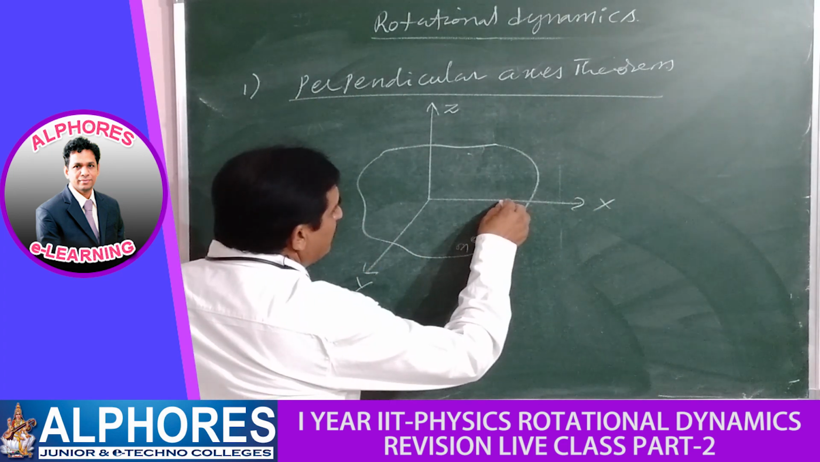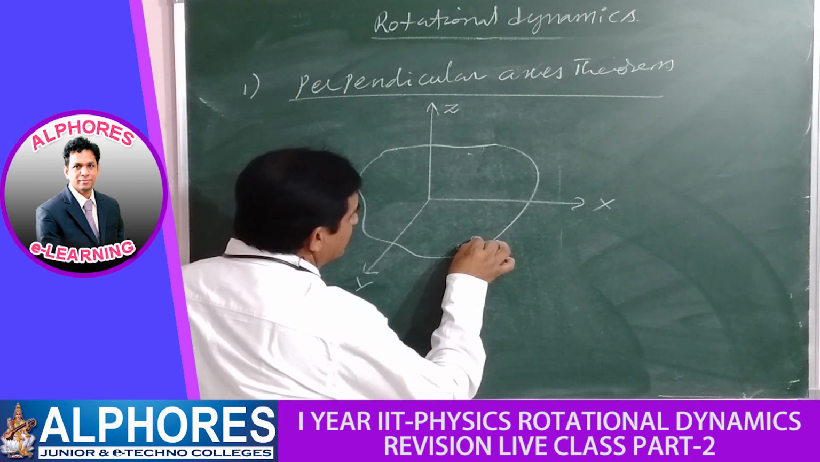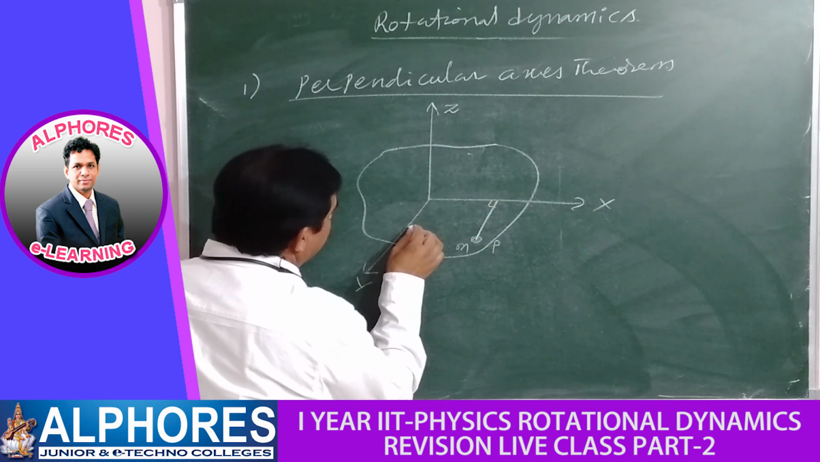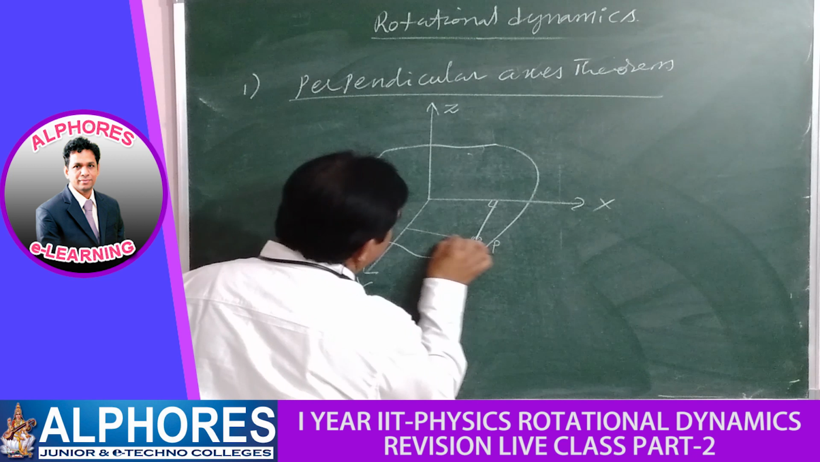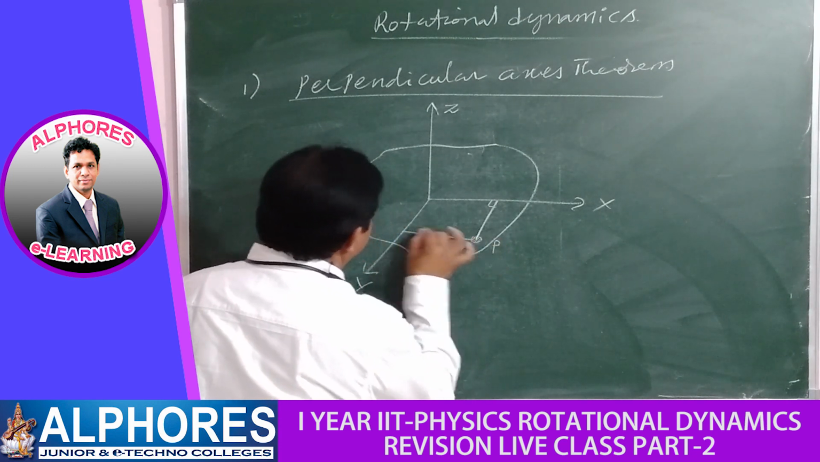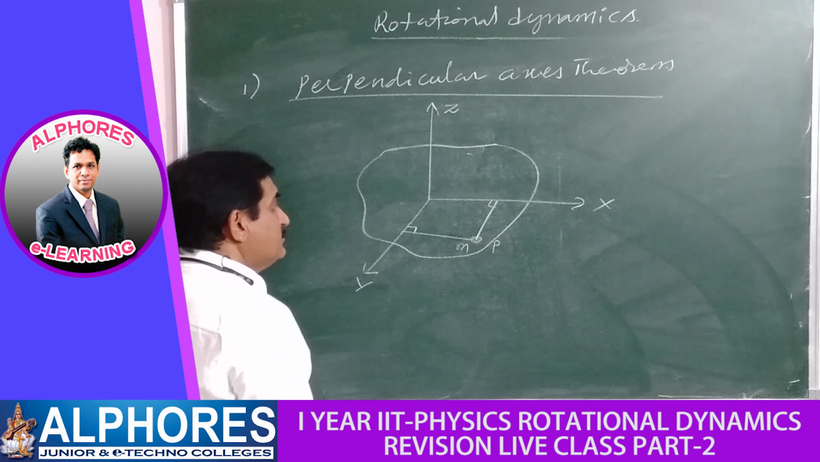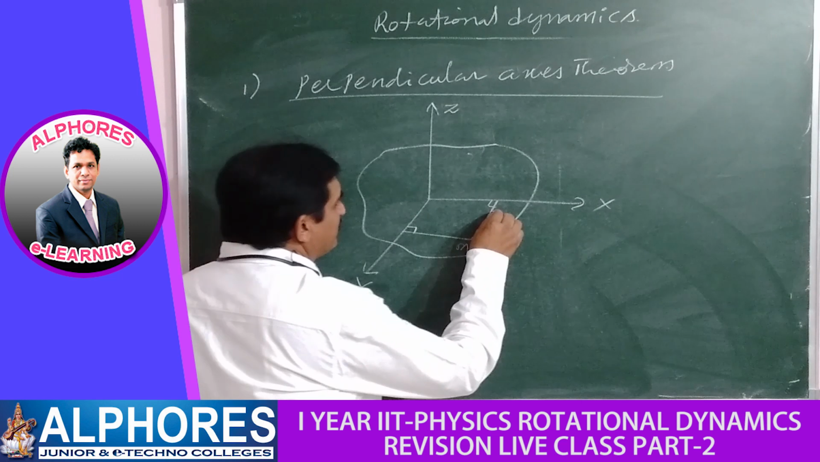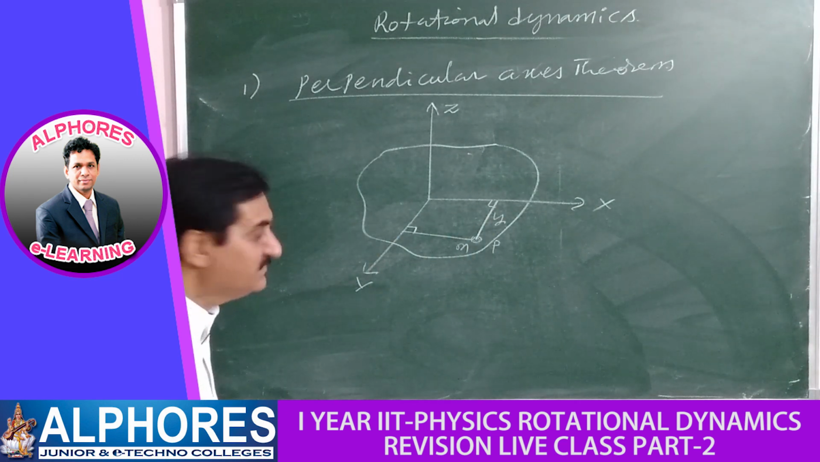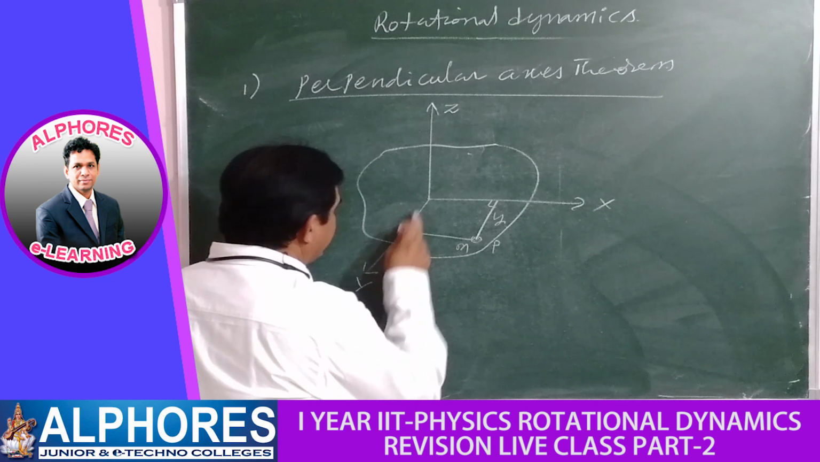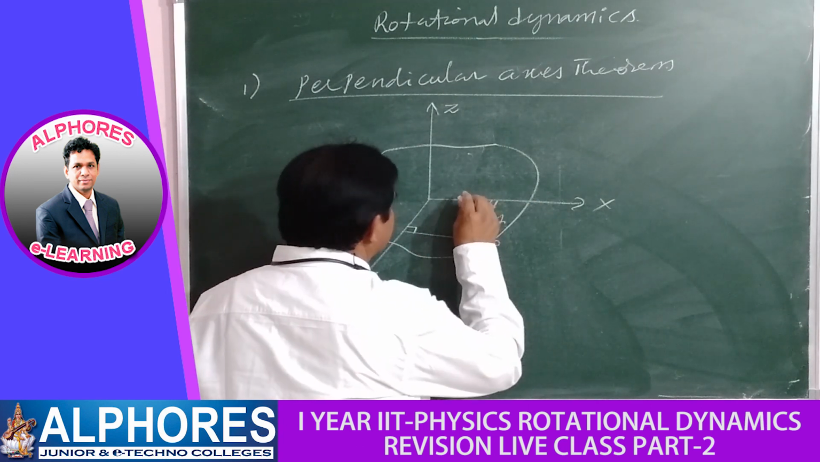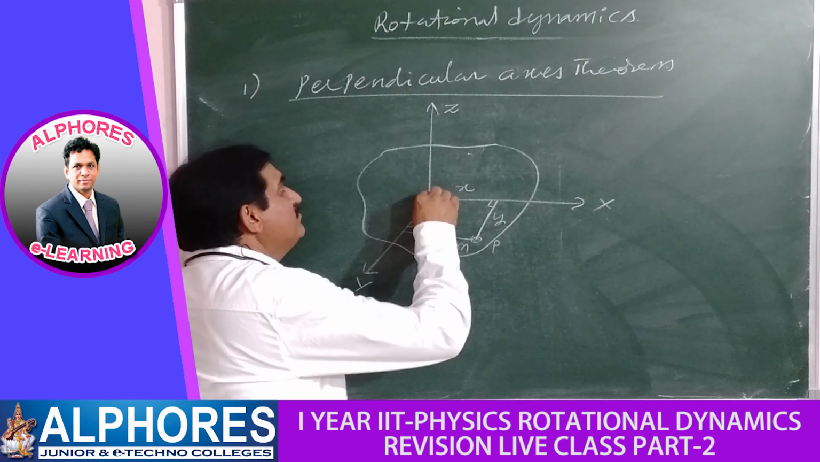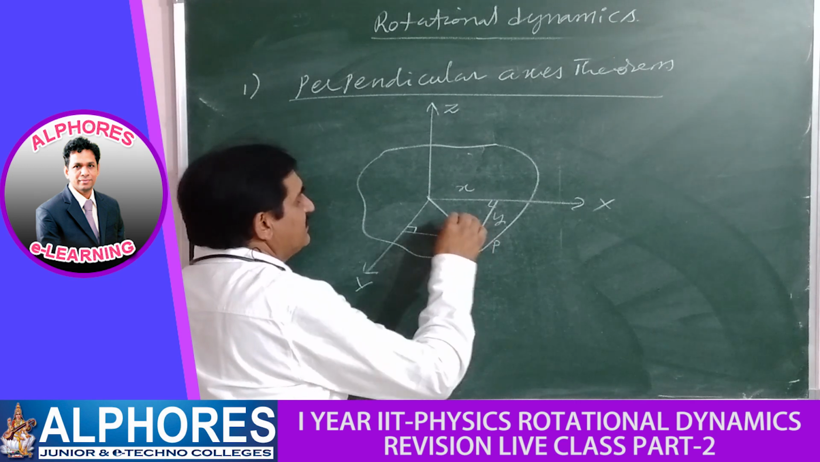Now let us draw a perpendicular line from this particle to the x-axis and one more perpendicular line to the y-axis. The perpendicular line on the x-axis, which is parallel to the y-axis, let it be y, and the perpendicular line on the y-axis, which is parallel to the x-axis, say it is x, and one more perpendicular line is made from the z-axis in the plane, say it is r.